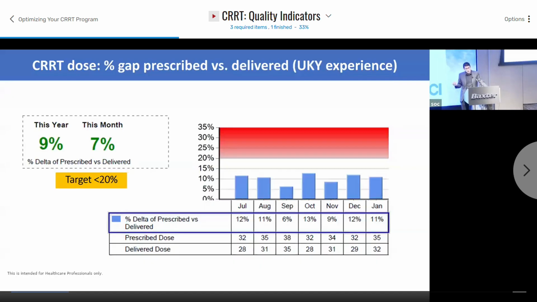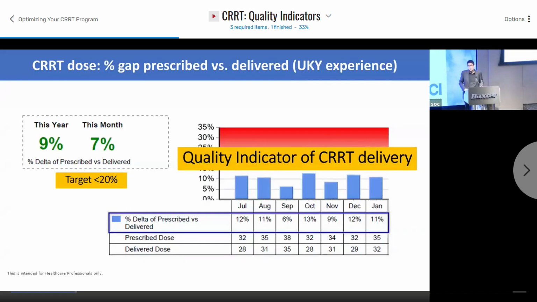Now, experts recommend that your target in this gap should be less than 20. I would challenge yourself even to say it should be less than 10 if possible, as it was consistently at UK at that time. But as you know, there was some fluctuation there between 6 and 12% if you see the data aggregated per month.